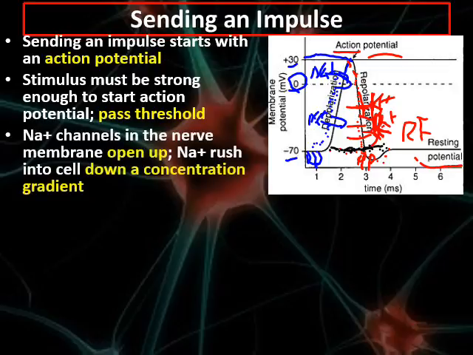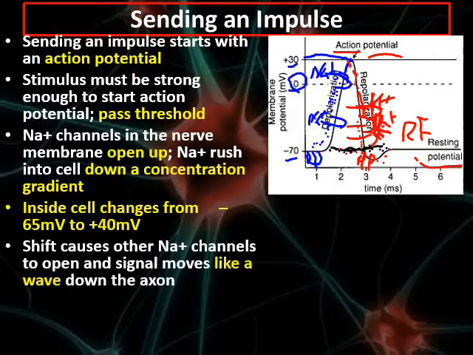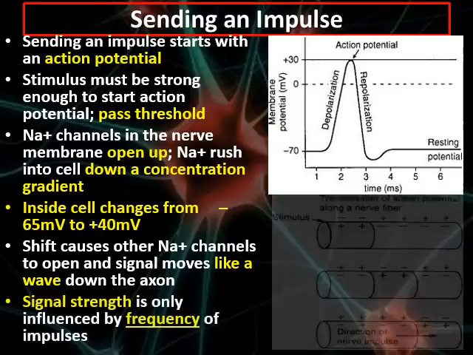So once we hit that threshold, the sodium channels open, and the sodium is going to rush down a concentration gradient. The inside of this cell is going to depolarize, so we'll go from negative millivolts to positive millivolts. This shift will cause more sodium channels to open, which causes even faster depolarization, and it signals like a wave which will move down the axon.